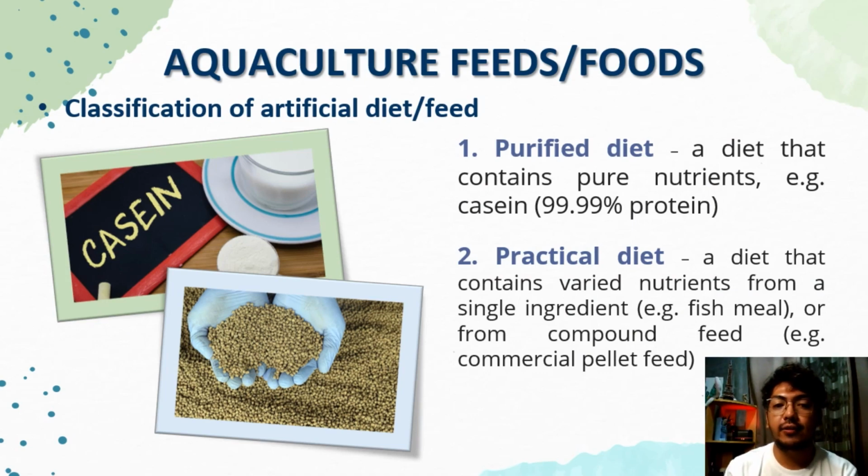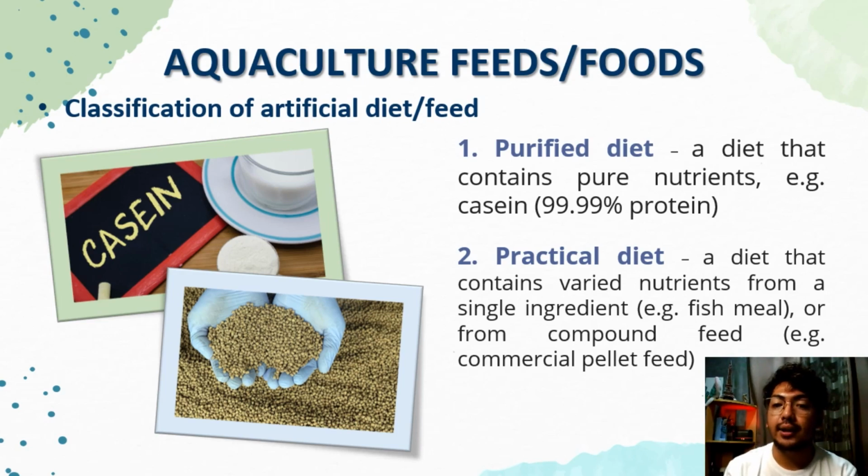Next, we have the classification of artificial diet or feed. Number one, we have the purified diet. This is a diet that contains pure nutrients and uses highly refined ingredients such as casein, cornstarch, sucrose, cellulose, soybean oil, and etc. Each of which essentially contains one main nutrient and little to no non-nutrient chemicals.